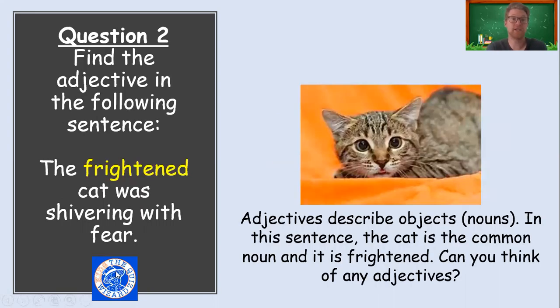Question 2. Find the adjective in the following sentence. The frightened cat was shivering with fear. Adjectives describe objects. They describe the nouns. And in this sentence, the cat is the common noun and it is frightened. So the adjective is frightened. Can you think of any other words that you could use to describe the cat?